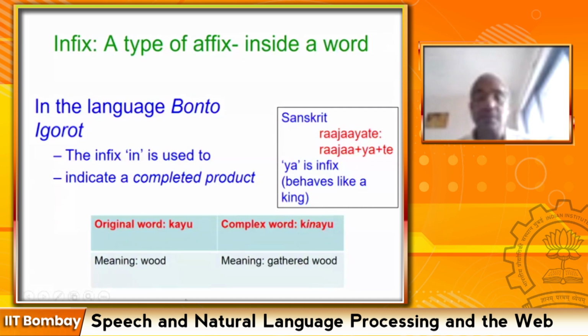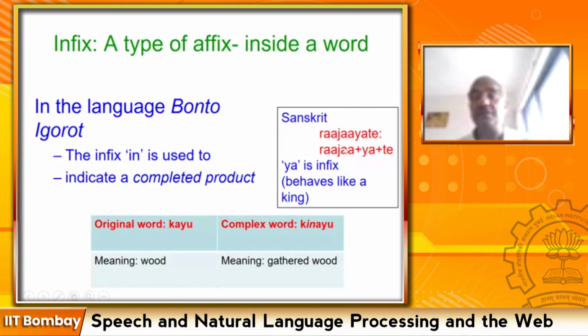So Kayu becomes Kinayu, so wood becomes gathered wood. So this is an example of what is called derivational morphology. We'll talk about that. In Sanskrit, you have an interesting example, Rajayate. Rajayate means to behave like a king. So Raja is the stem word and te is a suffix indicating a verb. Okay, te is does. So inside that you insert the infix ya. So Raja ya te. So this means behave like a king.